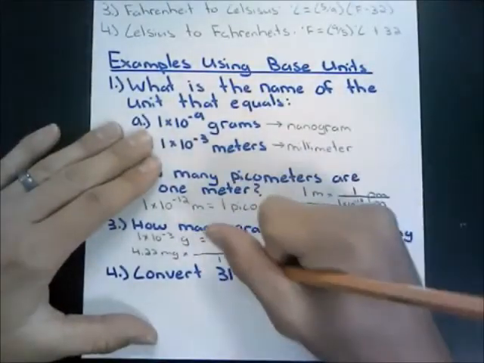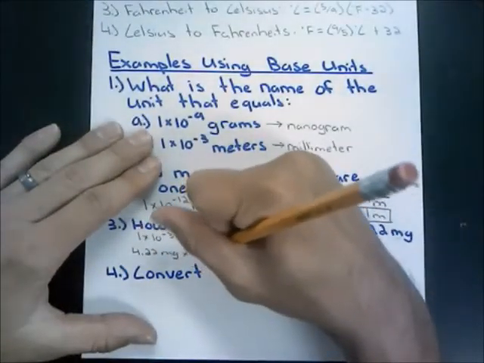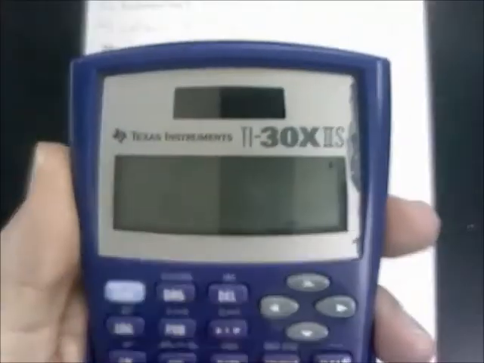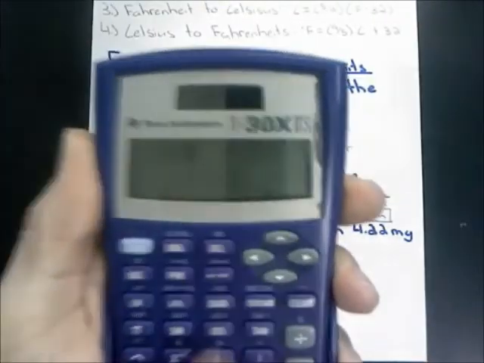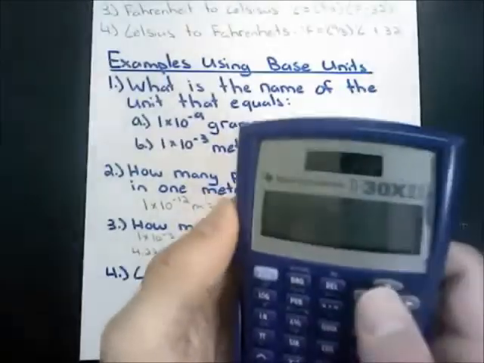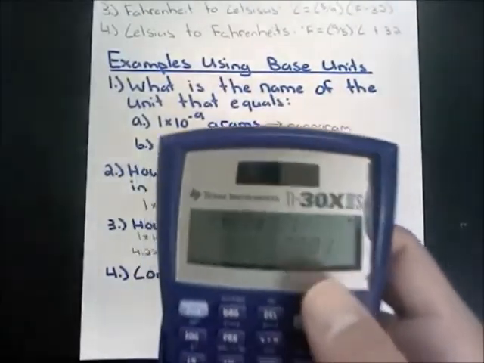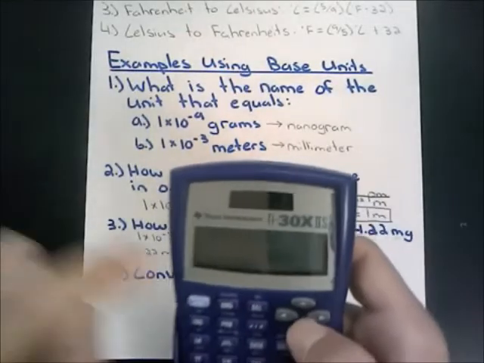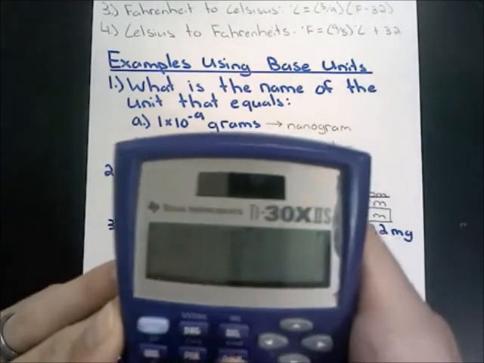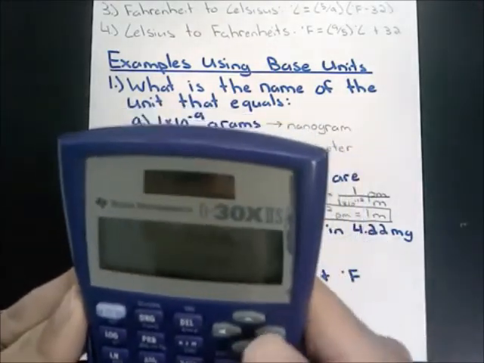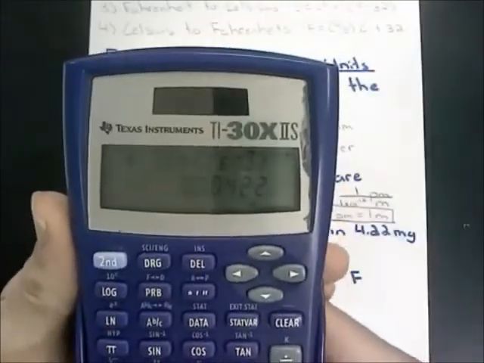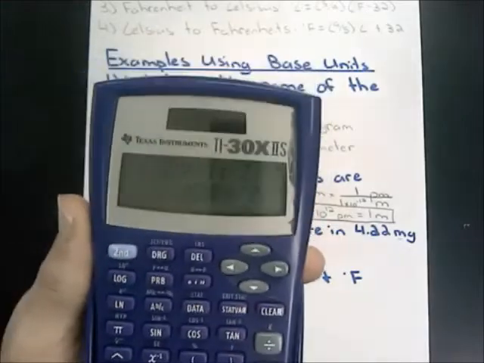We have 1 associated with mg, and we have 1 times 10 to the negative 3 grams. So all we need to do here is take 1 times 1 times 10 to the negative 3, and we end up with this value. Now, what I also have to do is multiply it by 4.22. So what I should have done here is put 4.22 times 1 times 10 to the negative third, and you get this value of 0.00422.